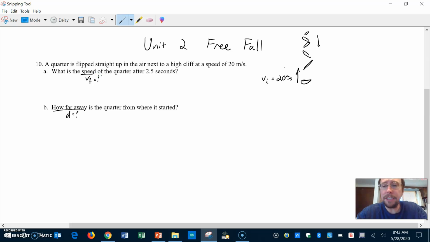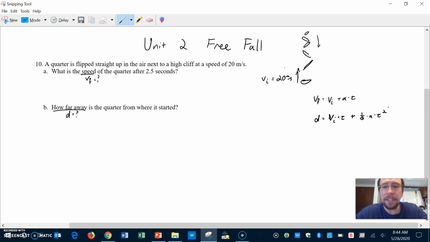And there's two equations that we can use for these. And those are these. VF equals VI plus A times T, and D equals VI times T plus 1/2 times A times T squared.